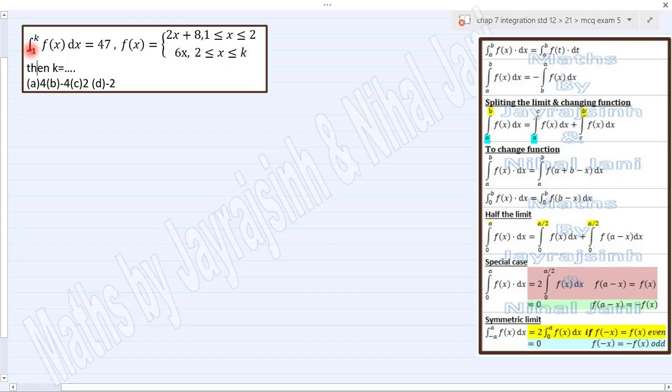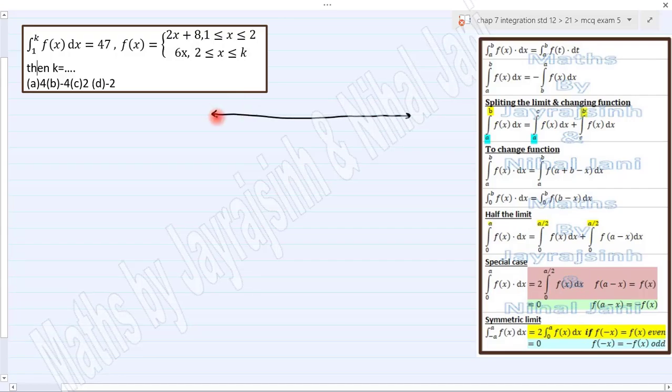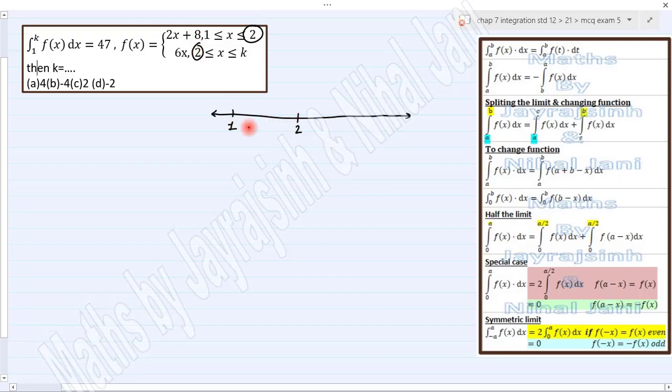In this question, we have to integrate f(x) from 1 to k, where f(x) is 2x plus 8 when x is between 1 to 2 and 6x when x is between 2 to k. Let's draw a number line to represent our function. Our changing point is 2. So let's plot 2. 1 will be on the left side and k will be on the right side.